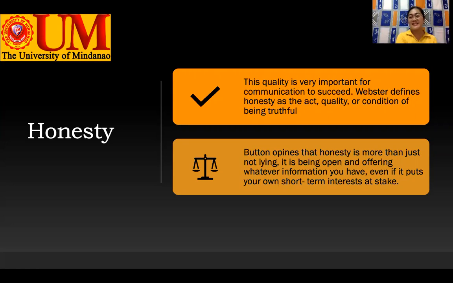Why? Because the information is wrong. The information is not honest. That's why when we communicate, we have to verify the source first. We have to verify if that message is valid or not, if that source is reliable or not. So that is one of the ethics of communication. We have to be honest.